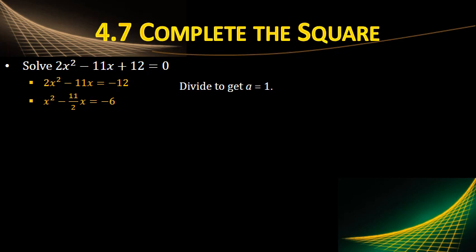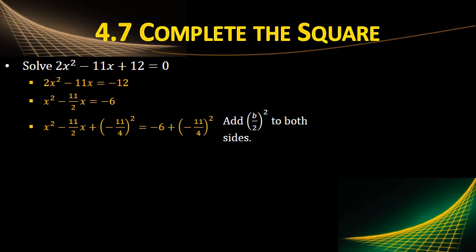Now we complete the square. So I need to add 1/2 of my b. b is 11 over 2. So you need to add half of that squared to both sides. Half of 11 halves would be 11 fourths. If you don't know, just multiply straight across, you get 11 over 4.